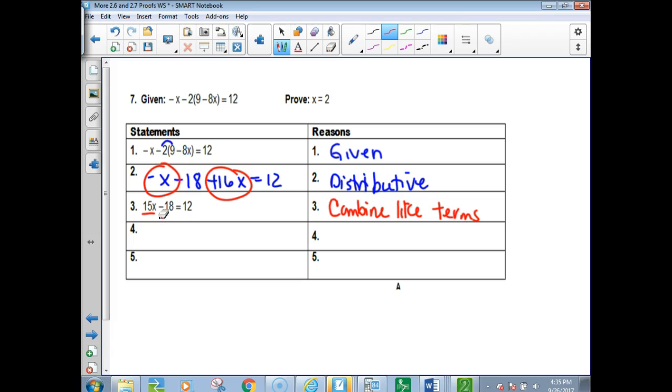Then we add 18 to both sides, and we got 15 times x is equal to 30, and that would be by the addition property. We added something to both sides. And then finally, dividing by 15 would give us the result of x equals 2, and that's by the division property.